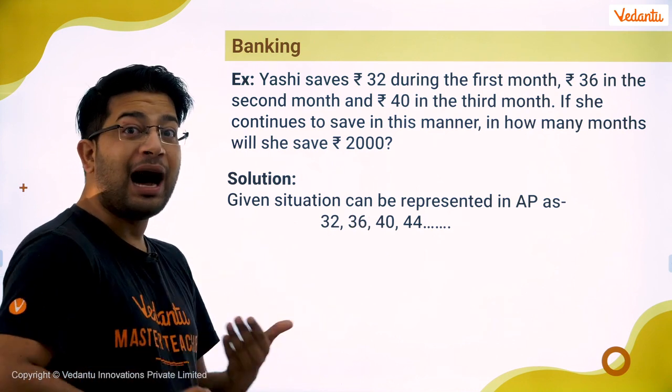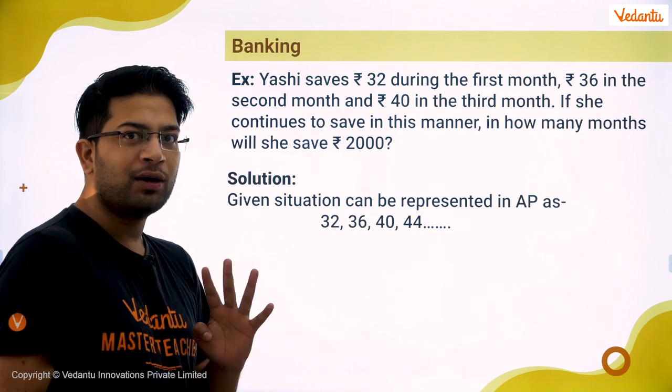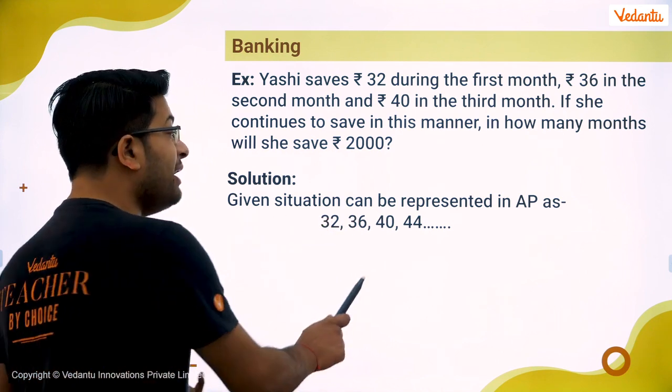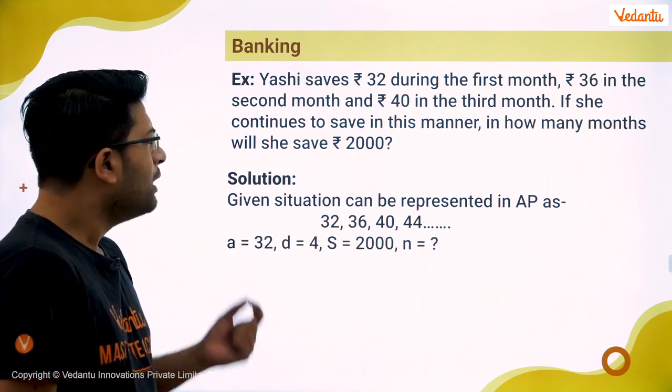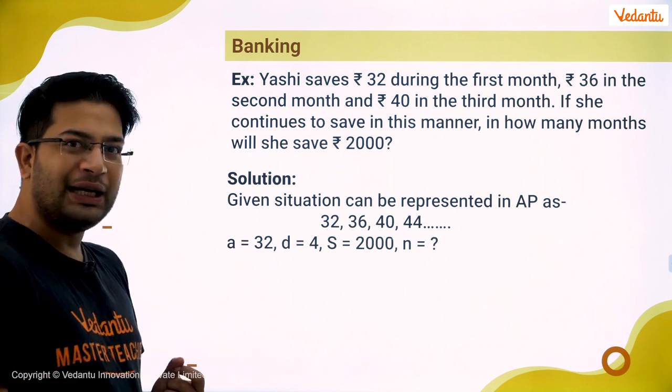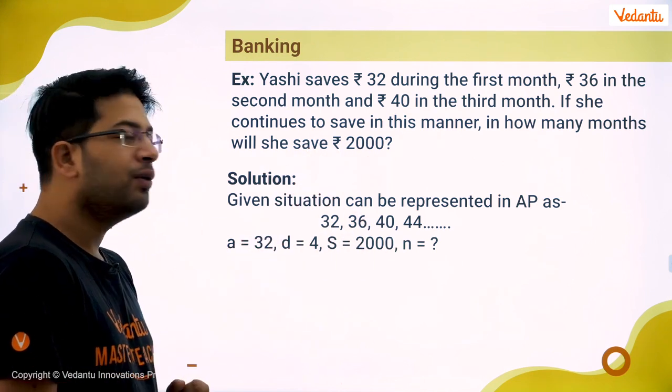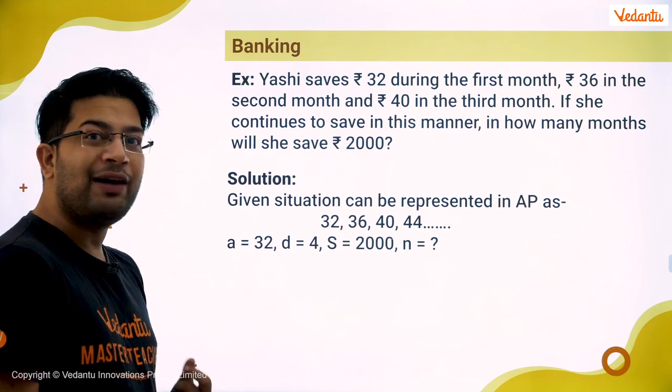The savings are getting increased by 4, right? That means this is an AP with a common difference of 4, right, champ? So we can write the first term is 32, common difference is 4, and the summation is given equal to 2000. We have to find the value of n.